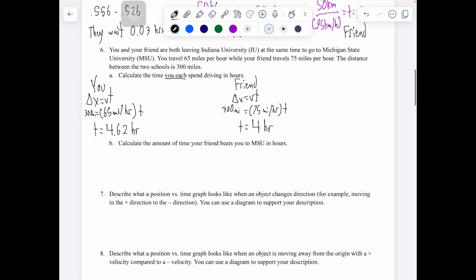In part B, calculate the amount of time your friend beats you to MSU in hours. Well, they beat you. Again, same process we did for number 5. They beat you by 0.62 hours. Just taking the difference between the time it takes you and the time it takes your friend.